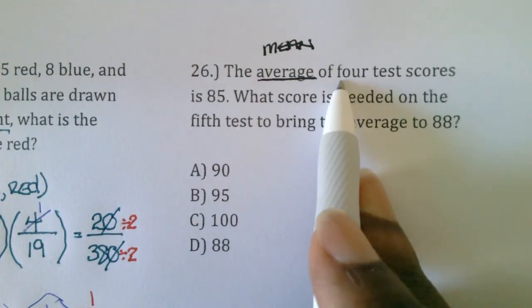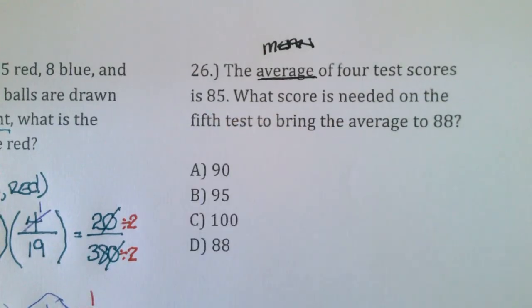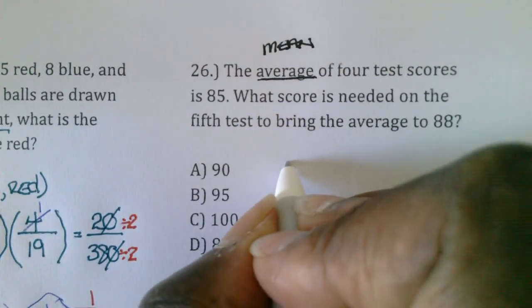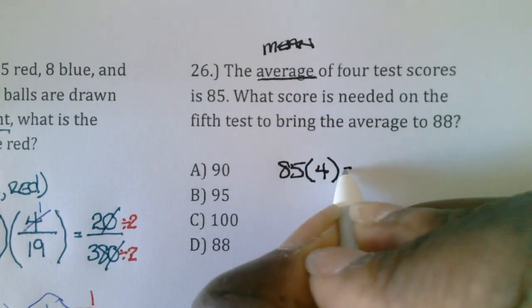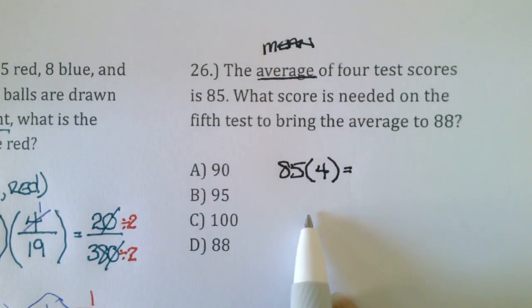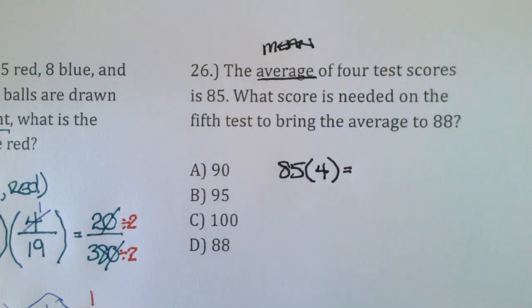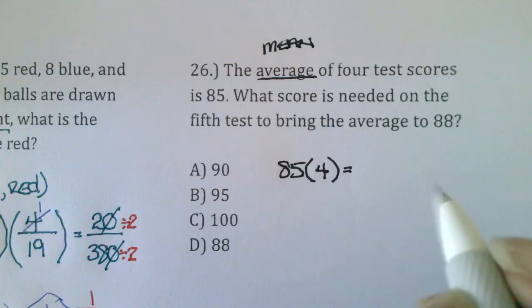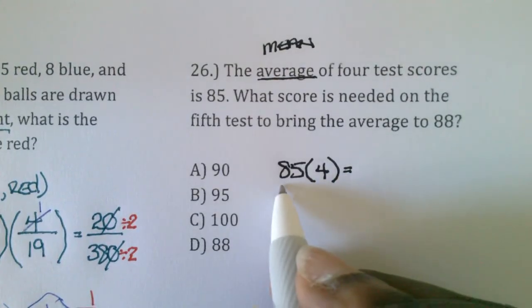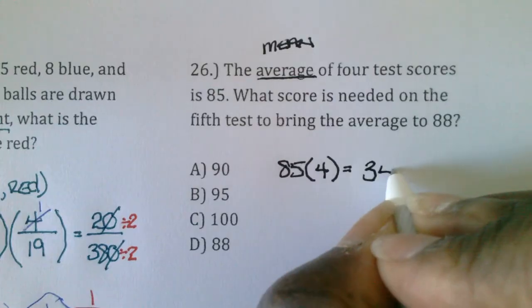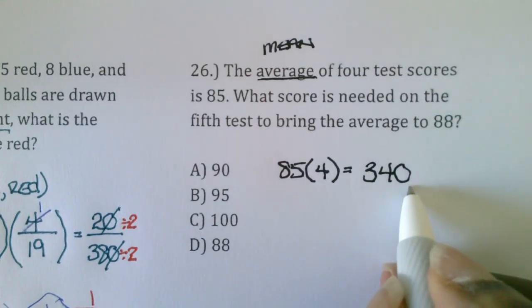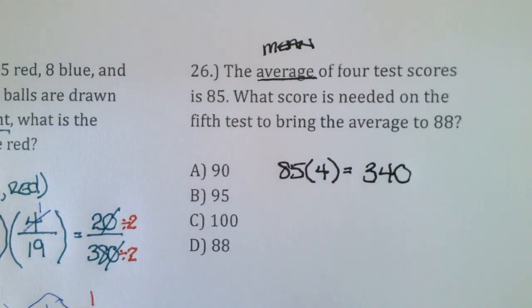So one of the things, since they're talking about the 4 test scores had a mean of 85, why not take that 85 and multiply it by 4? Because in order for us to get the mean, we would normally divide. So we're undoing. So we can figure out what is the sum of those 4 test scores. So when I do it in reverse, 5 and 4 is 20, carry the 2, 8 and 4 is 32 plus that 2, that gives you 340. So this was the sum of those 4 test scores.